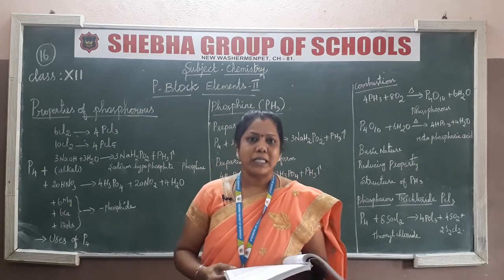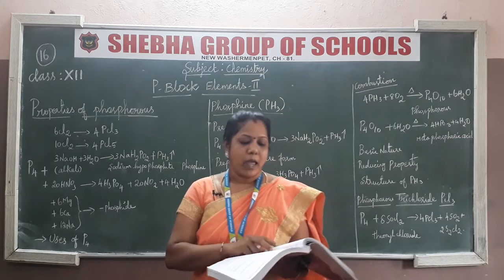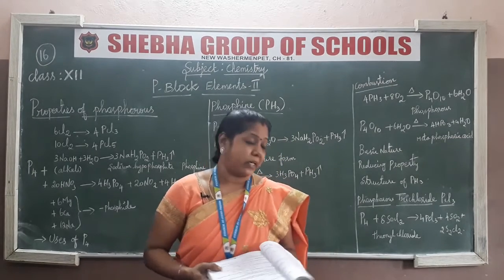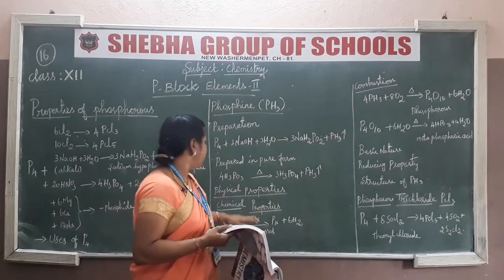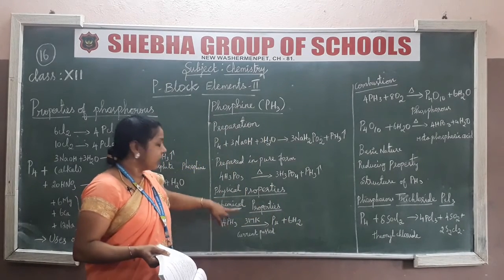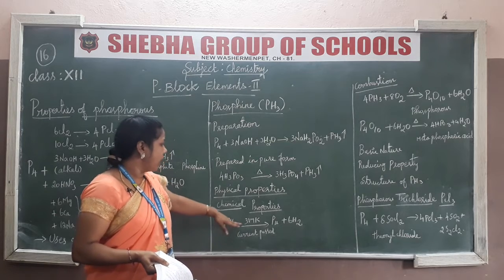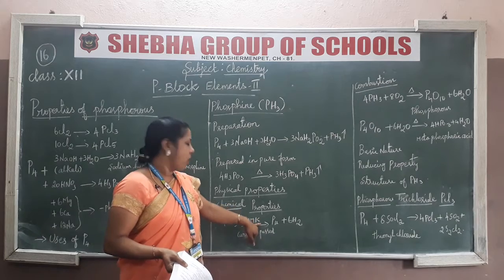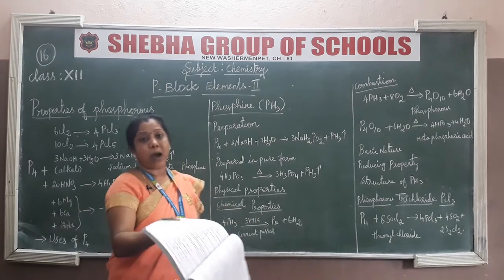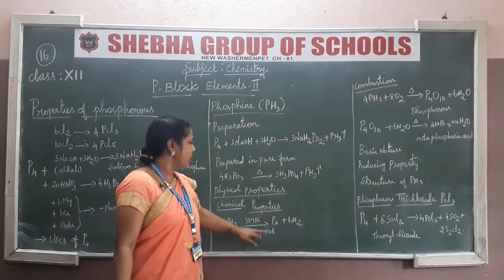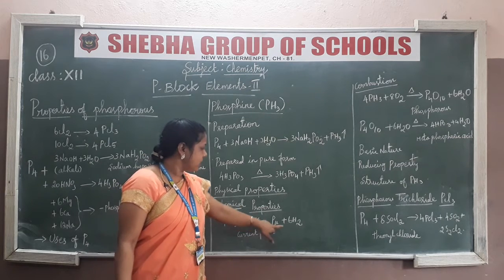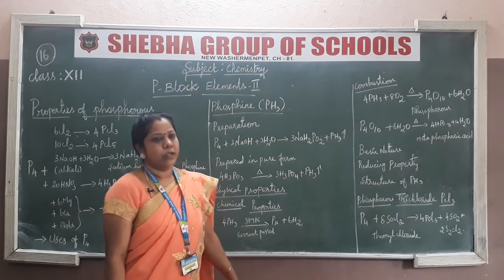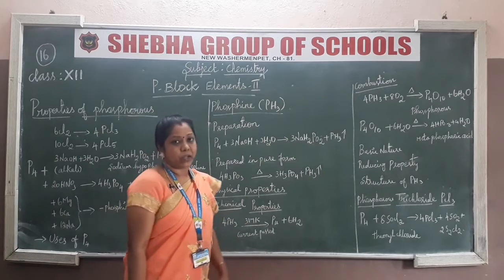So these are the physical properties of phosphine, and now let's move on to the chemical properties. What are the chemical properties of phosphine? Phosphine decomposes at 317 Kelvin when an electric current is passed through it. Only when the current is passed can we get phosphorus and hydrogen molecules. So these are the chemical properties of phosphine.